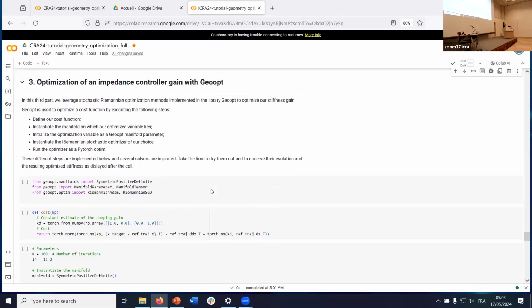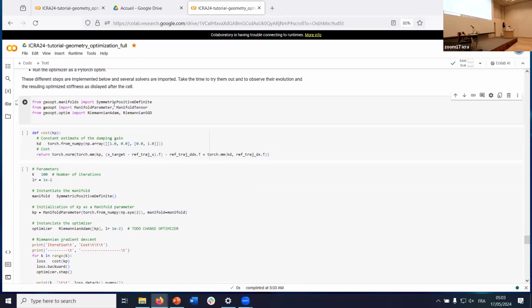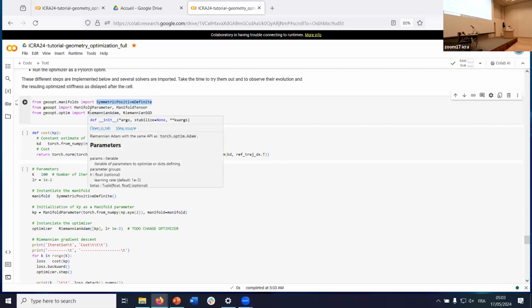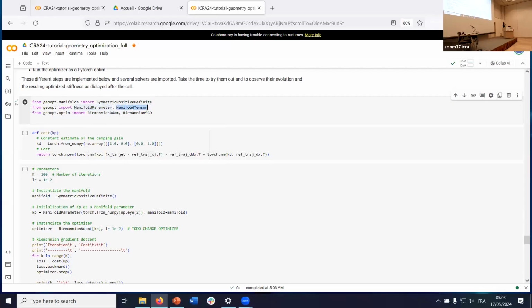Okay, so the last one, we are still optimizing the same impedance, but this time with the library GeoOpt. Here we are interested in using stochastic optimization algorithms on manifolds, basically. So what I'm doing simply is that I import GeoOpt. It's very much the same principle as PyManopt. We import the manifold, and then we import a manifold parameter and a manifold tensor structure, which I will show you how to use.